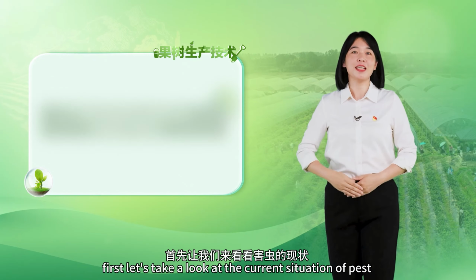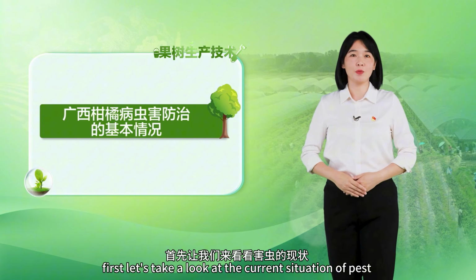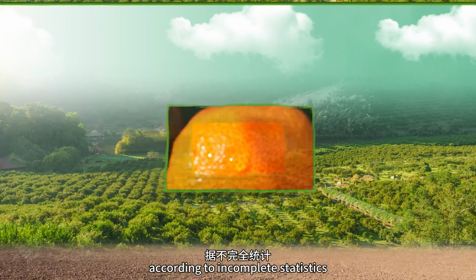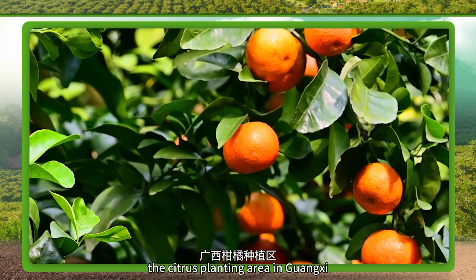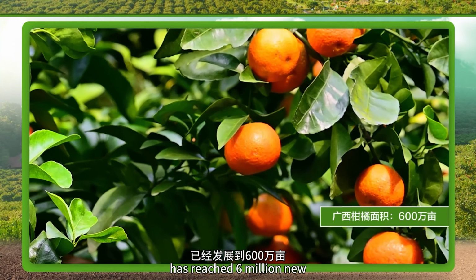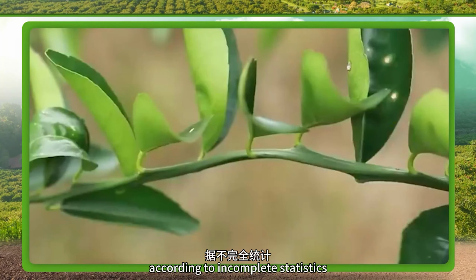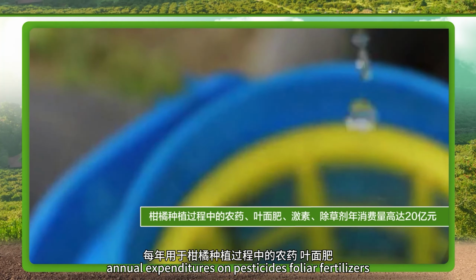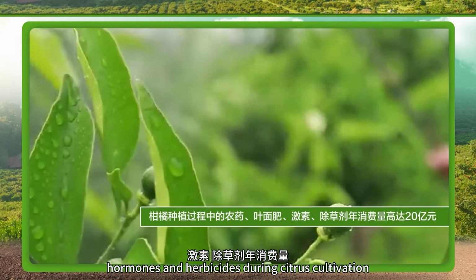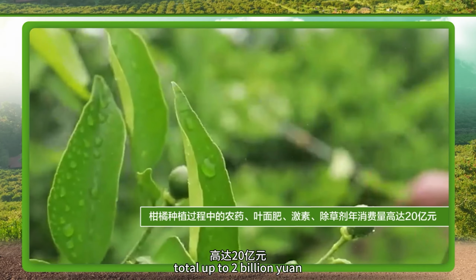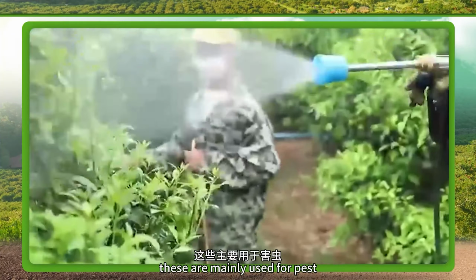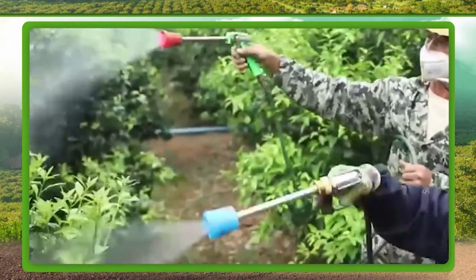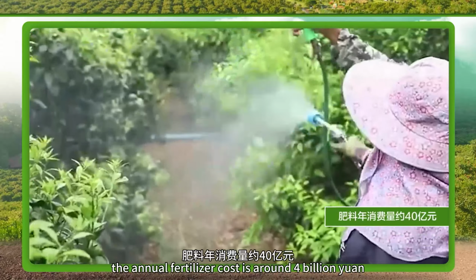First, let's take a look at the current situation of pest and disease control in citrus cultivation in Guangxi. According to incomplete statistics, the citrus planting area in Guangxi has reached 6 million mu. Annual expenditures on pesticides, foliar fertilizers, hormones, and herbicides during citrus cultivation total up to 2 billion yuan. These are mainly used for pest and disease prevention and control. During citrus cultivation, the annual fertilizer cost is around 4 billion yuan.